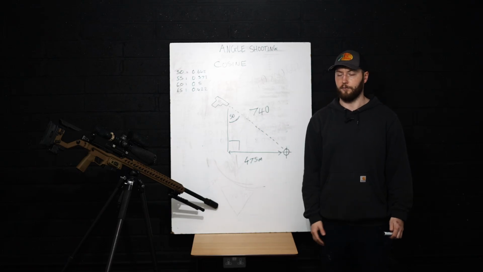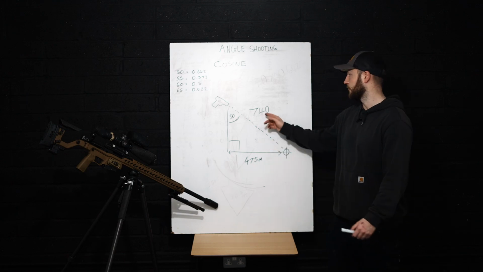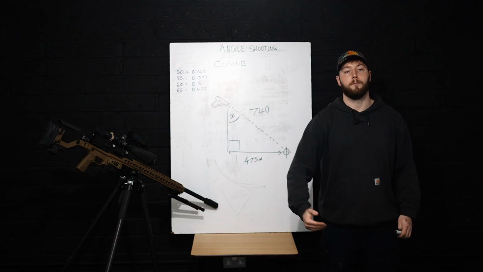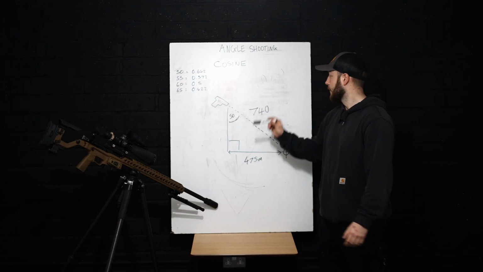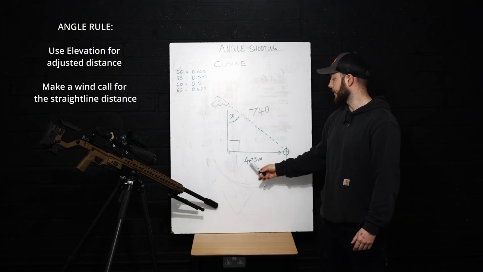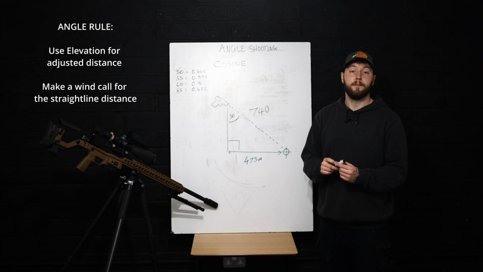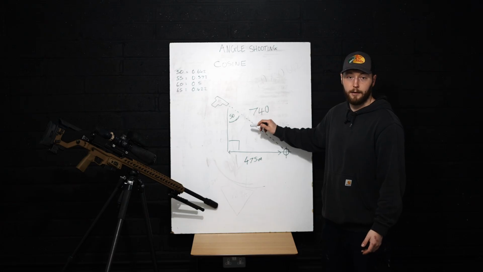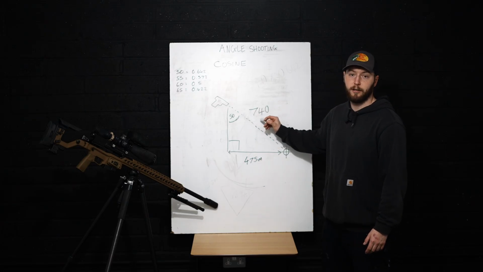If I said shoot that target at 475, you took a shot, you made a wind call, you said 0.5. Once you got to 740, you couldn't use 0.5 again because you're in the air longer. There's more time for the wind to deviate you off course. So this is the rule. When shooting at angles, solve and elevate your turrets for the adjacent. However, you need to still come up with a wind solution for the straight line distance. So in this case, it would be elevation for 475 and a deflection for 740.